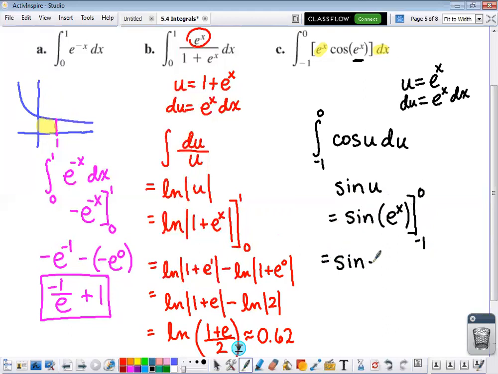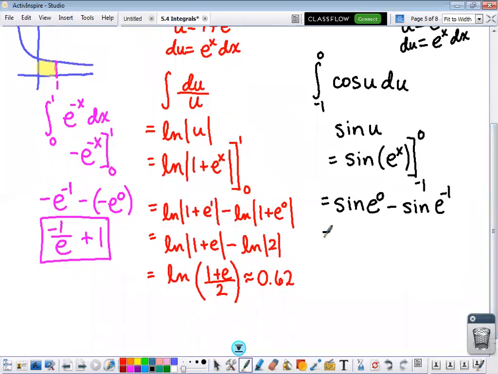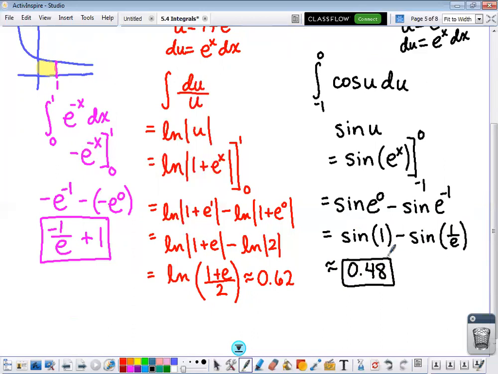All right, so plug it in. So sine of e to the 0 minus sine of e to the -1. Well, anything to the 0 equals 1, so this is really sine of 1. I'm going to use parentheses around that. Minus the sine of 1 over e. And that's the exact value if you had to leave it exact. If you needed a decimal, plug it in your calculator. That's radians, 1 radian and then 1 over e in radian mode. So about 0.48.